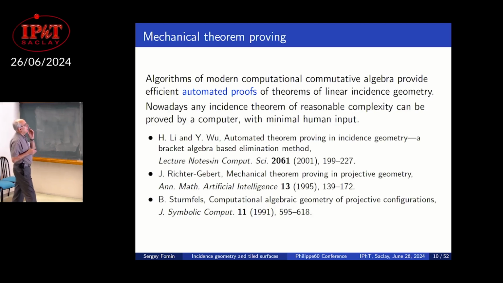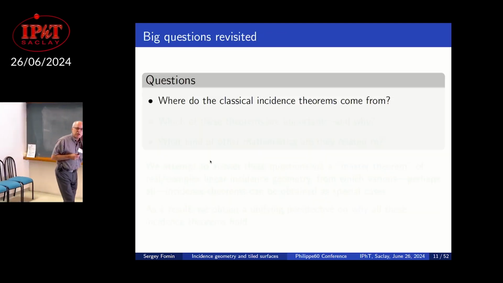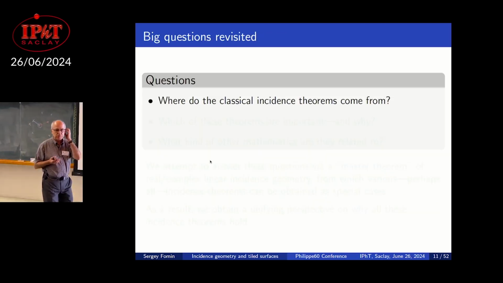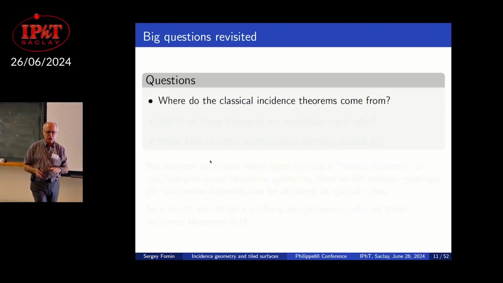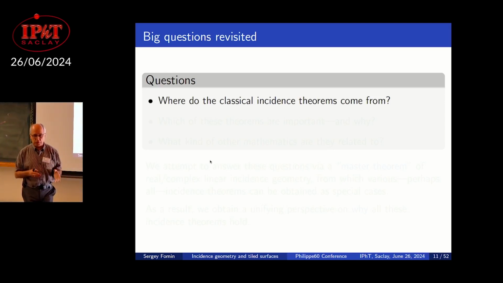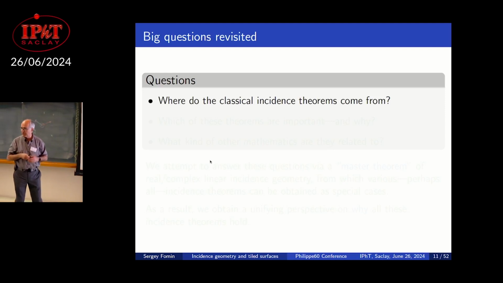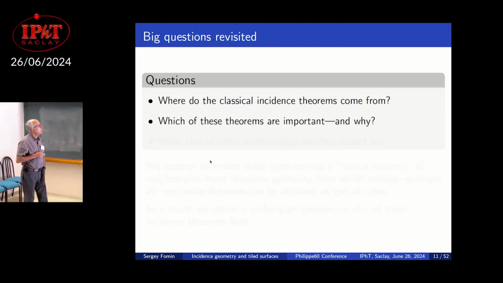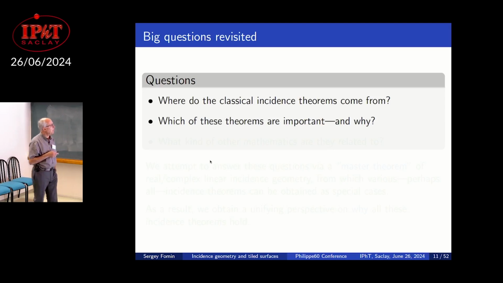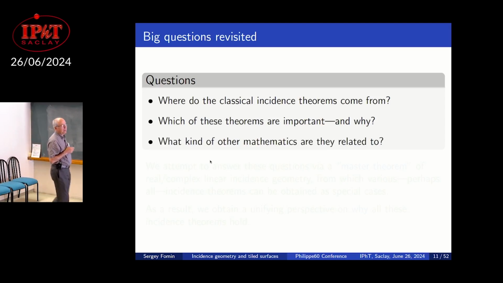So the key question is, where are these theorems coming from, right? The question we just were discussing is how to prove a theorem when I bring you one. That's an interesting question, but we sort of know a lot about it. But how to come up with a theorem, that's something which we know very little about. Which of these theorems are important and why? Of course, this is a matter of subjective opinion. And what kind of other mathematics are they related to?